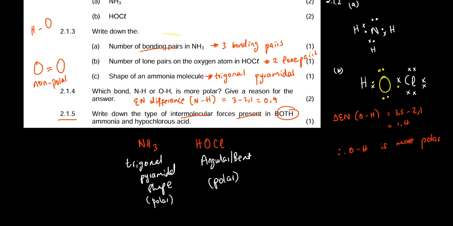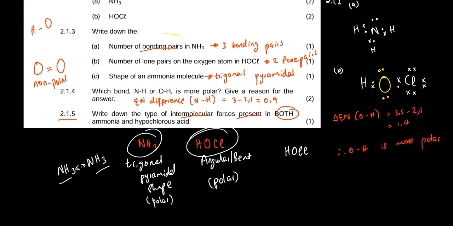So it means inside of HOCl there are going to be dipole forces, and in NH3 there will be dipole forces, because we're looking at two NH3 molecules, right? Since this is polar, the intermolecular forces will be dipole. And when you're checking HOCl, because both will be polar, that will be dipole forces.